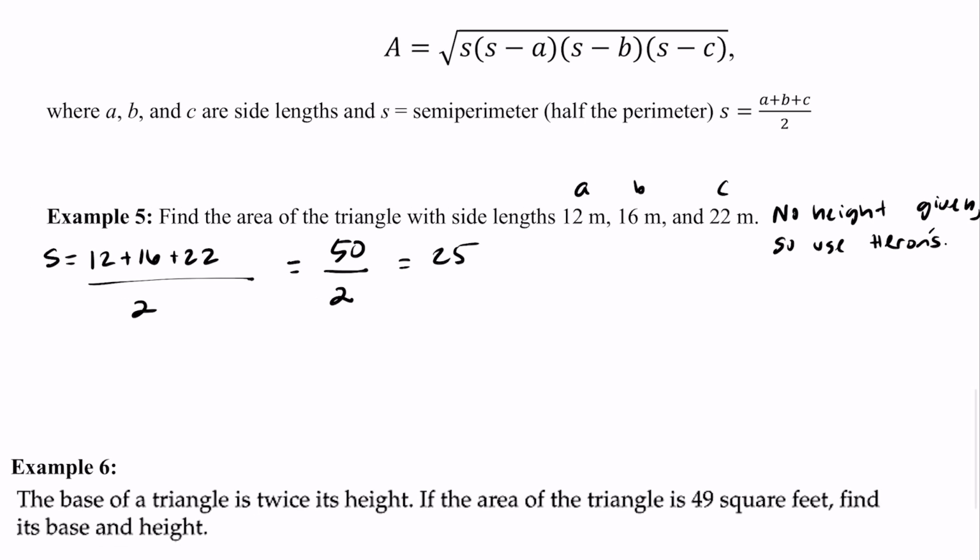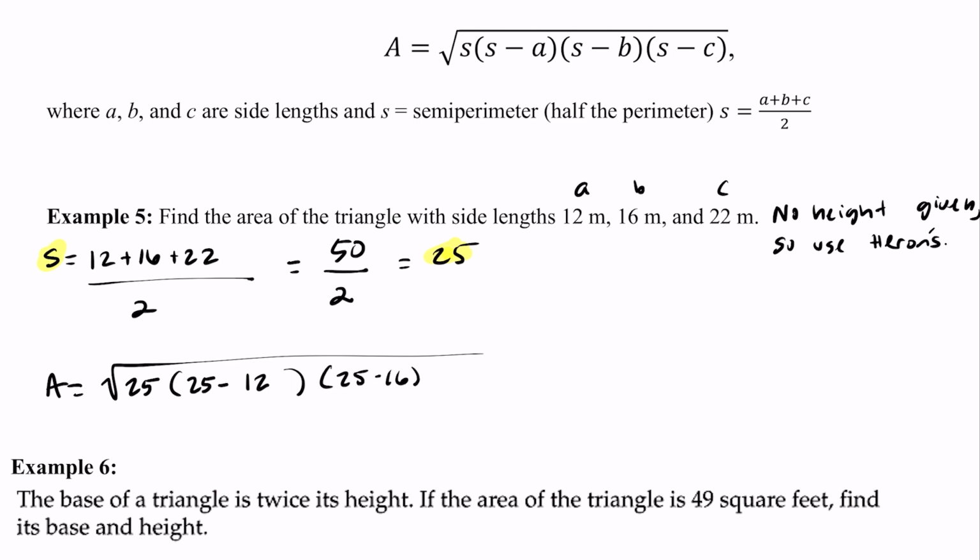And now what I'm going to do is I'm going to use Heron's formula. So A equals, again, the square root of S times the quantity of S minus A times the quantity of S minus B times the quantity of S minus C. So since I already figured out what S is equal to, I'm going to write 25 times the quantity of 25 minus 12 times the quantity of 25 minus 16 times the quantity of 25 minus 22.